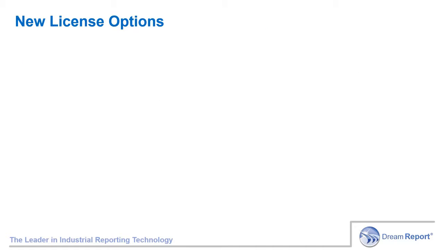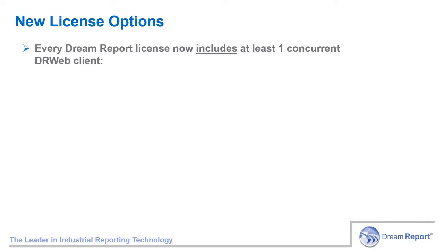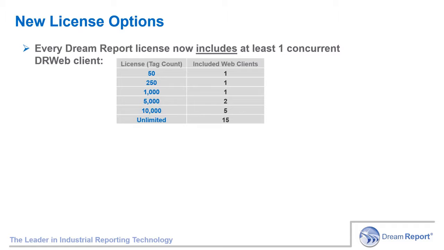The last thing to talk about is the new licensing options in 4.8. Every Dream Report license now includes at least one concurrent web client for the Dream Report web portal. So, even if you're not sure if you want or need to use the web portal, you can try before you buy, and always add additional web clients later on. Here's the breakdown of included web clients by each base tag license.